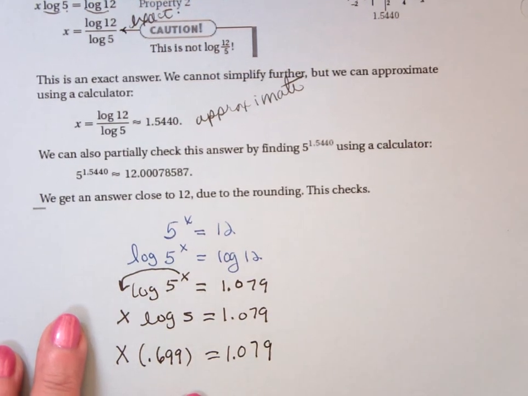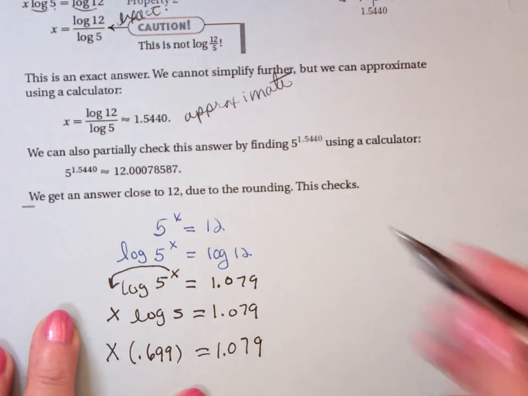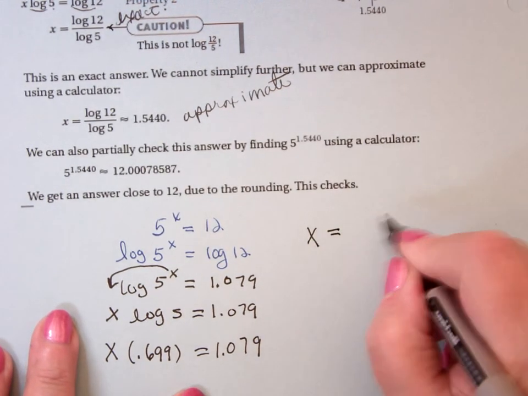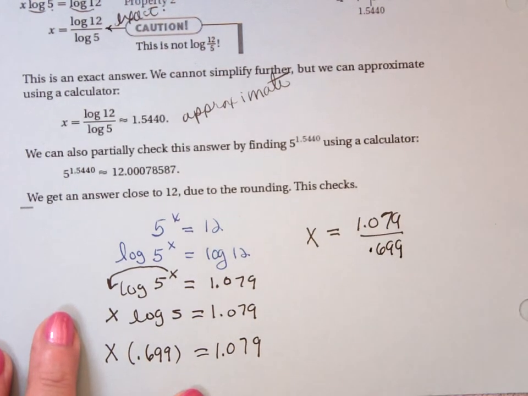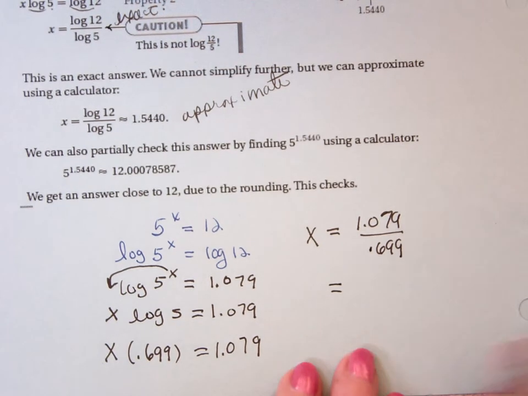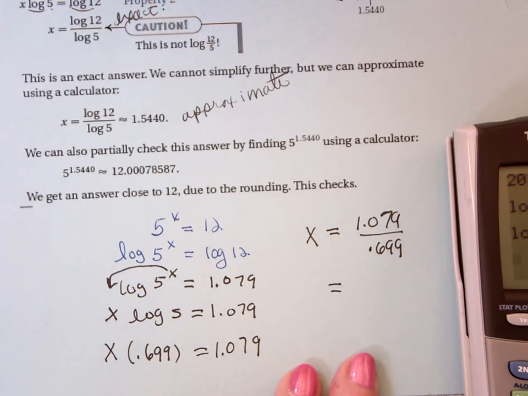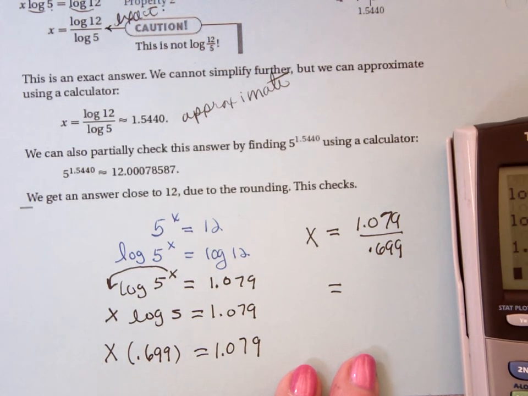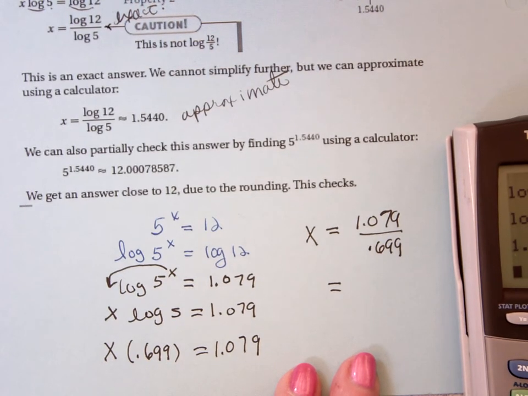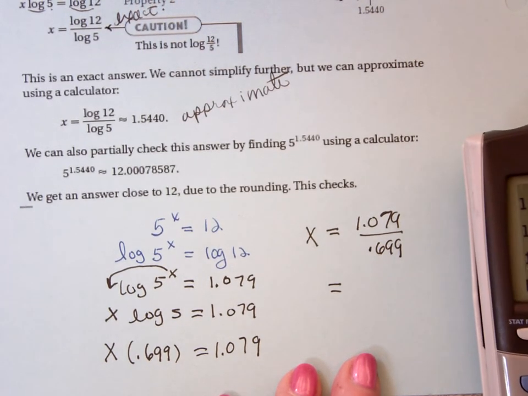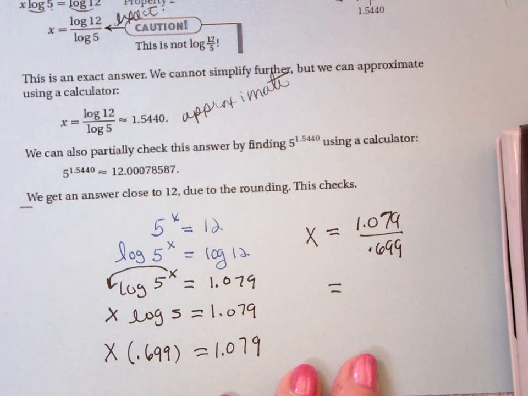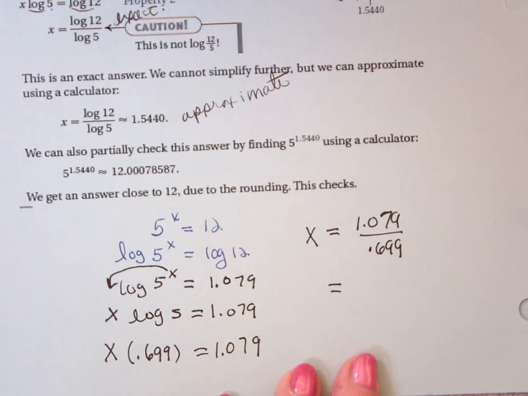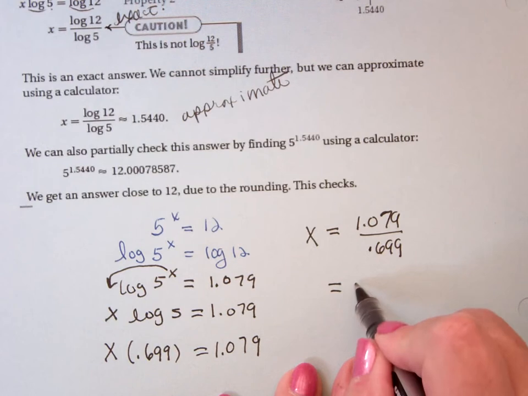Now they're just numbers. So now what's x? x is 1.079 divided by 0.699. I'm going to end up in pretty much the same range. I'm going to be off because I'm rounding. Ooh, that's interesting. Yesterday we just did the log of 12 divided by the log of 5. That's the change of base formula. Oh, I see. Okay, so that would be it.